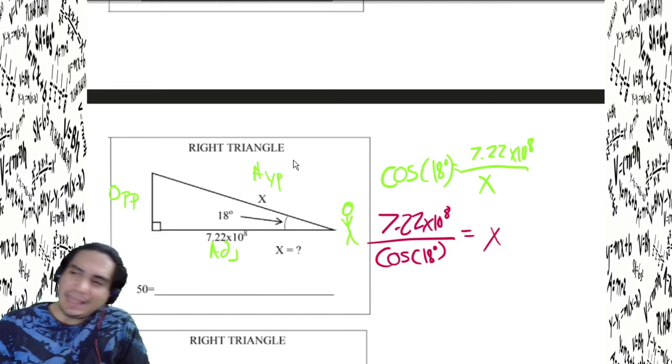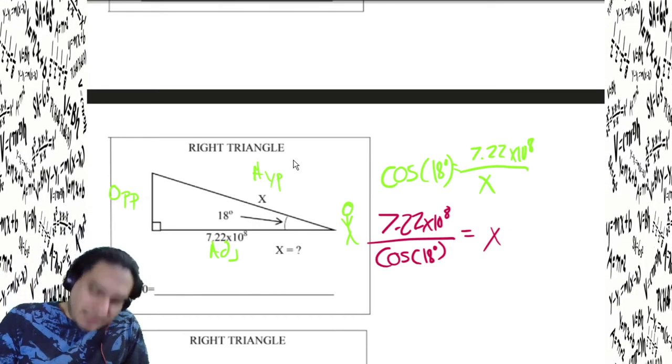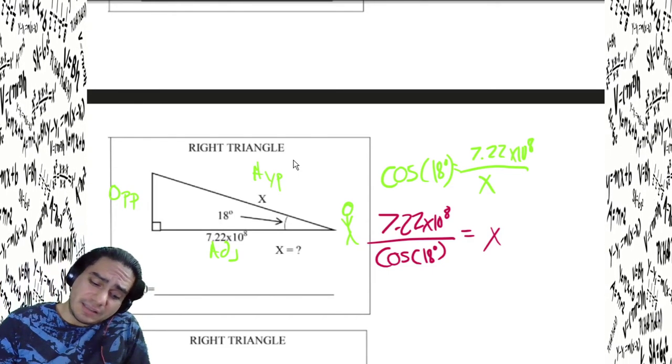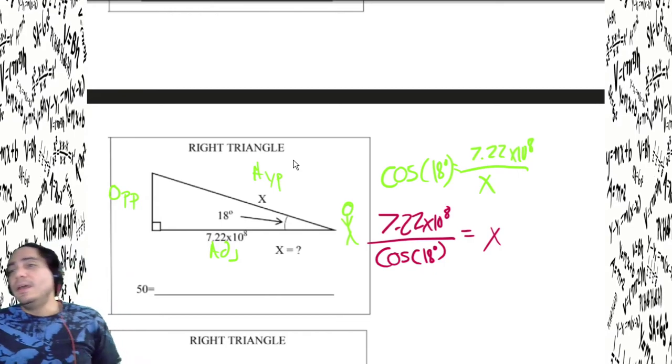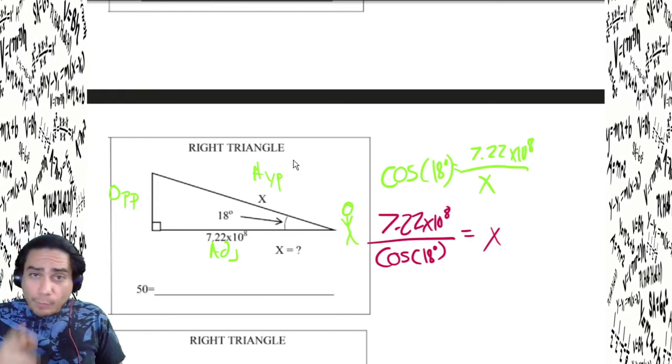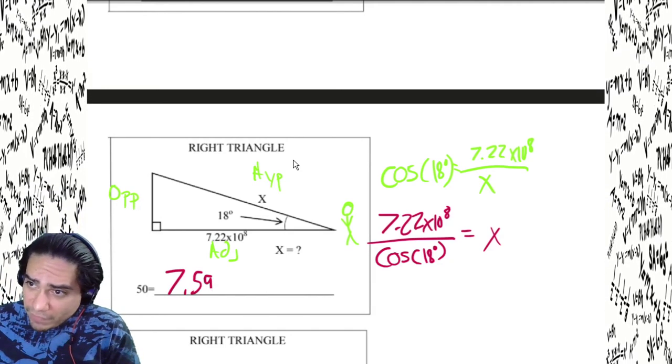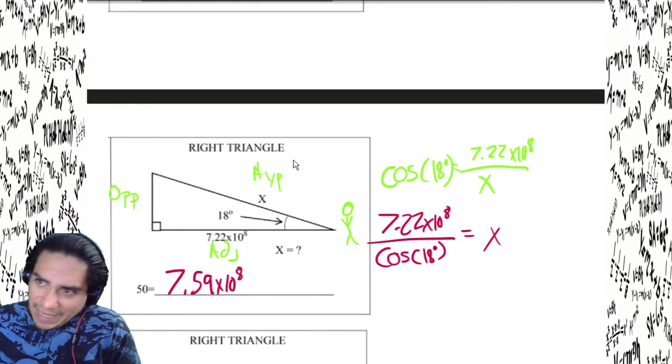7.22e to the eighth, enter. We have 18, hit cosine immediately. I got 0.951, or 9.51 times 10 to the negative first. We hit divide, and that's a completely reasonable answer. Remember, we're looking for the hypotenuse. The hypotenuse should be bigger, and it sure is. We got 7.59 times 10 to the eighth.